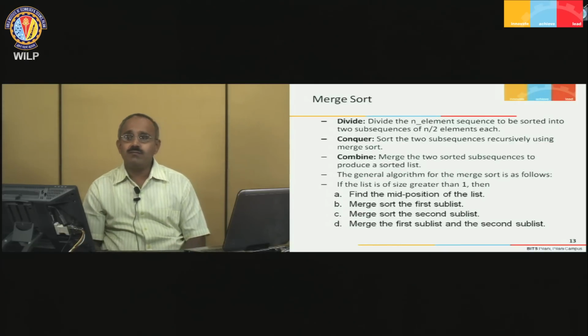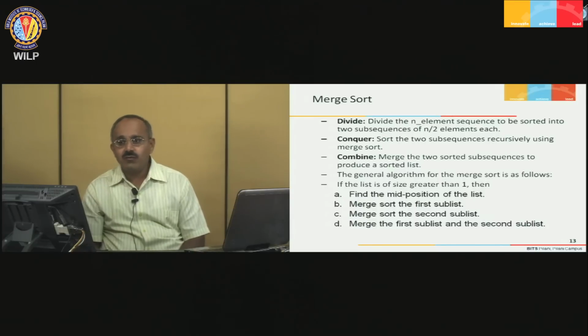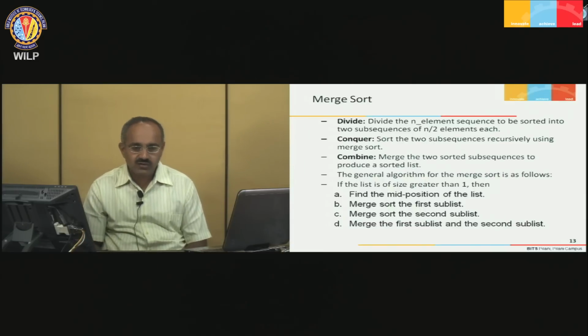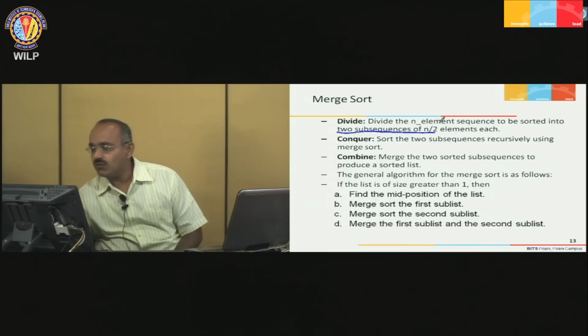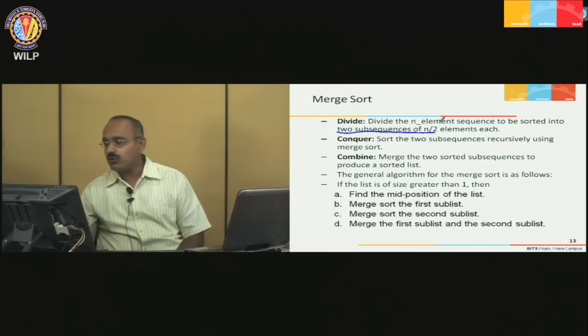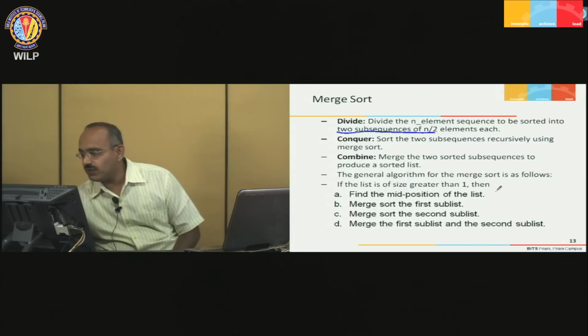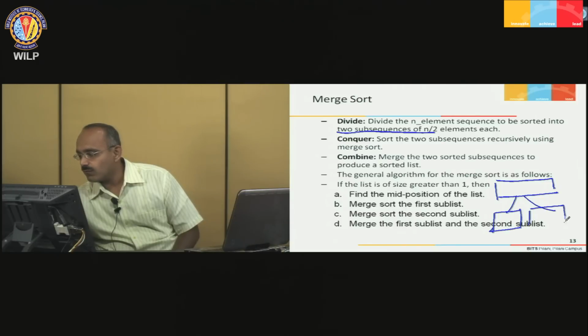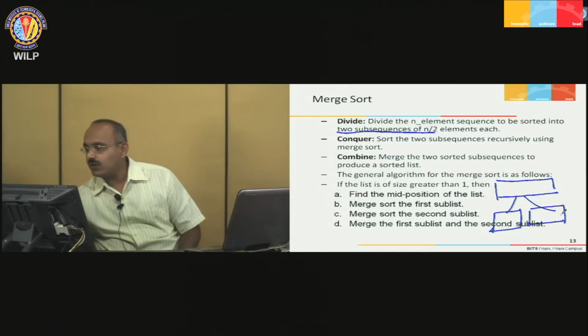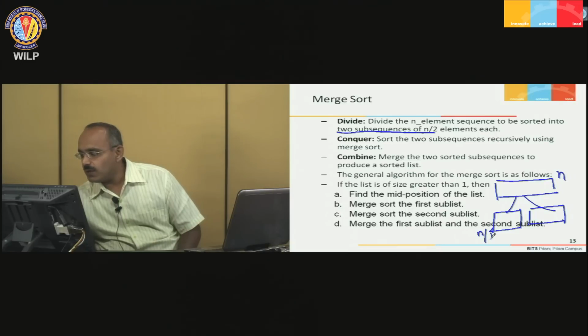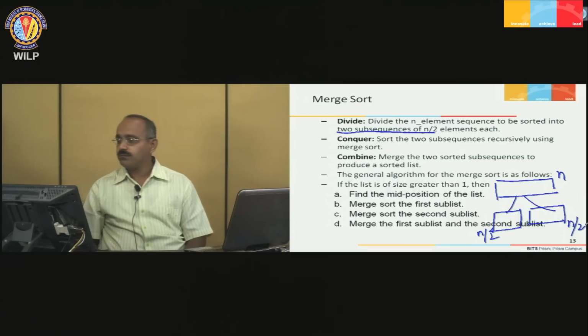In this particular algorithm, given an element sequence that we want to sort, we divide this sequence into two subparts of size n by 2 each. So, if I have a given sequence, I am going to break it into two parts. So, this has size n, this has size n by 2 and this also has size n by 2.